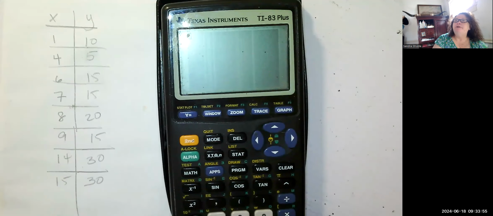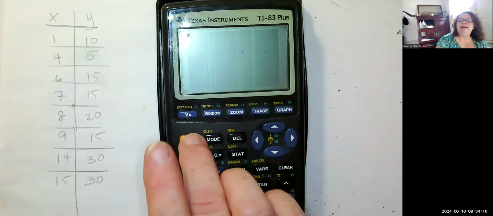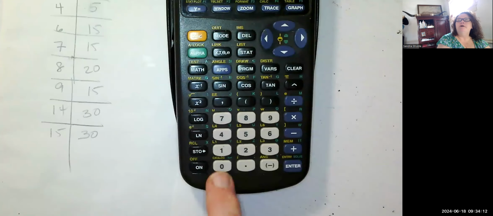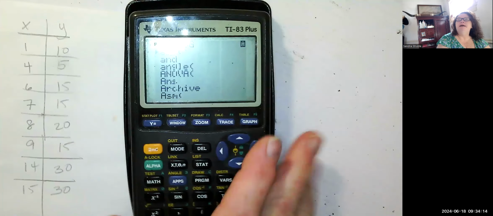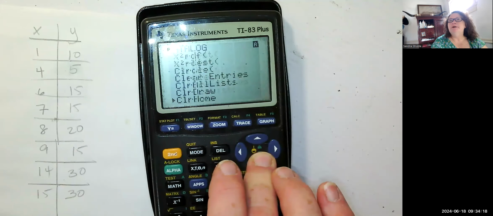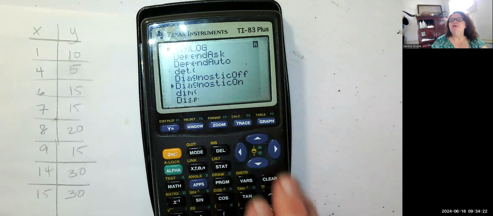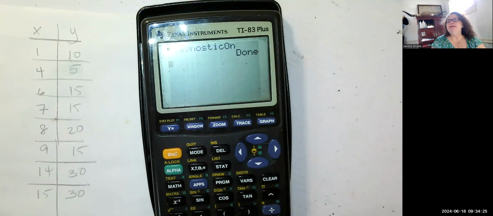If you have a graphing calculator, make sure your diagnostics are on. I explained this in my lecture video for 4.3. So we need to make sure that you go to second catalog and it pops this up. You have to go all the way down to diagnostics on. I'm not sure if you have this, so I want to make sure you have that first. Go to diagnostics on, click enter, and then enter again until it says done.